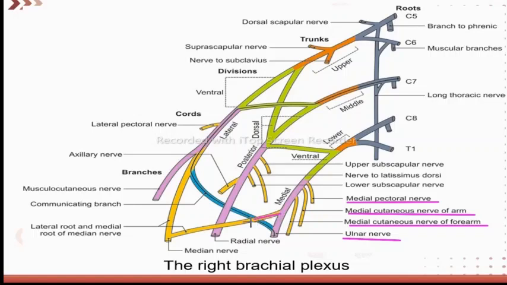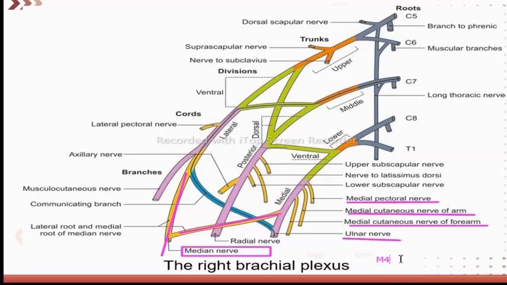This is the median root of the median nerve. This one is the lateral root of the median nerve, and both unite to form the median nerve. The branches from the medial cord are the median root of the median nerve, medial pectoral nerve, medial cutaneous nerve of arm, medial cutaneous nerve of forearm, and ulnar nerve.